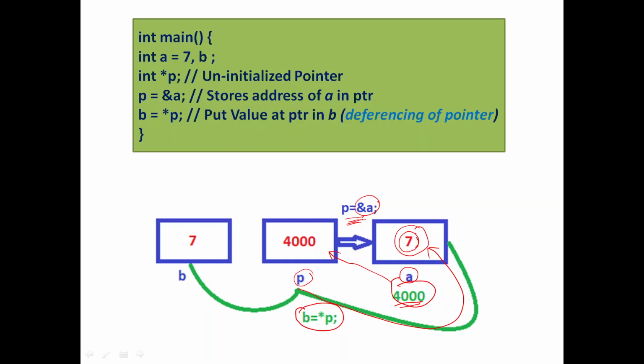So the two main operators associated with the pointer are the asterisk symbol and the ampersand symbol. Ampersand symbol is called the referencing operator. Star symbol is called the dereferencing operator. Whenever the ampersand symbol precedes a variable, it will return the address of that succeeding variable. Whenever the star symbol precedes a pointer, it will dereference the value pointed to by that pointer.